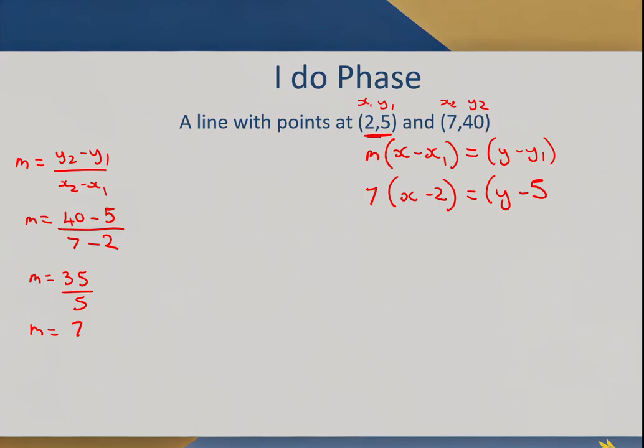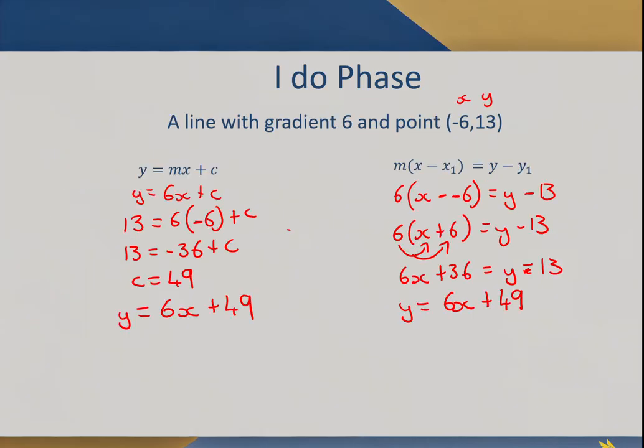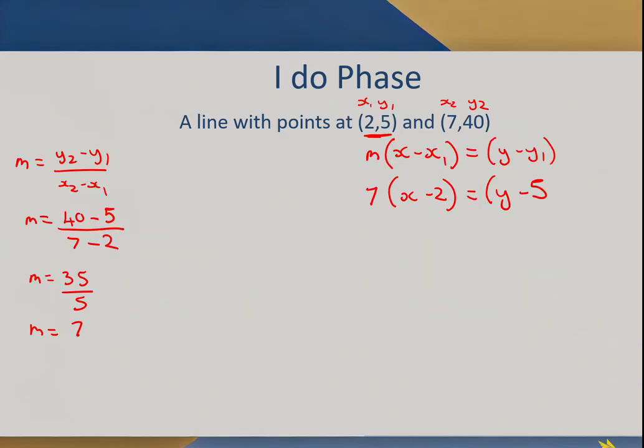I'm going to simplify that by expanding the brackets. 7 times x equals 7x. 7 times negative 2 equals negative 14, is equal to y take away 5. And then I'm going to get 5 to the other side, so I can have y by itself. So I'm adding 5. That will give me y equals 7x, negative 14 plus 5 equals negative 9.